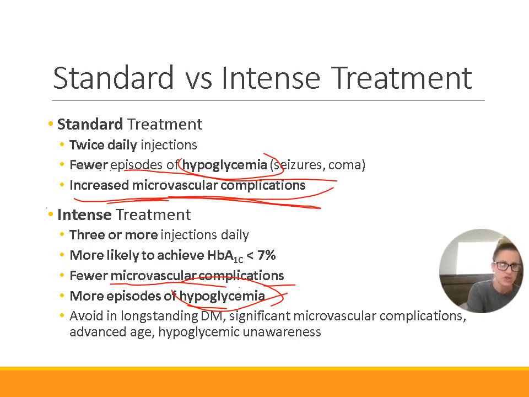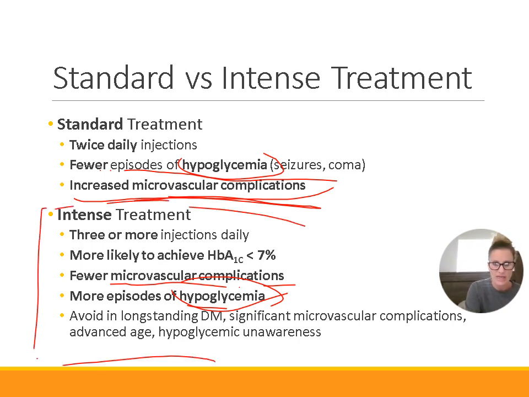So intense treatment in general should be avoided in long-standing diabetes. If a patient has had diabetes for 20 years, they probably have already caused these microvascular complications. And at that point, the risk isn't worth the reward. Again, if they already have significant microvascular complications, then what you're trying to avoid is already there, so it's not worth the risk of hypoglycemia.